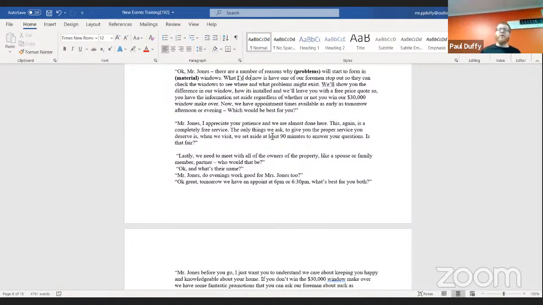So, Mr. Jones, there are a number of different reasons why drafts will start to form in vinyl windows. What I do now is have one of our foremen stop up so they can check your windows to see where and what problems might exist. We'll show you the difference in our window, we'll show you how it's installed, and we'll leave you with a free price quote so you have the information set aside regardless of whether or not you win that $30,000 window makeover. Now, we have appointment times available as early as tomorrow afternoon and evening. What works best for you?